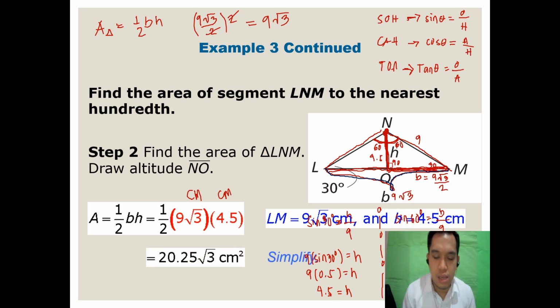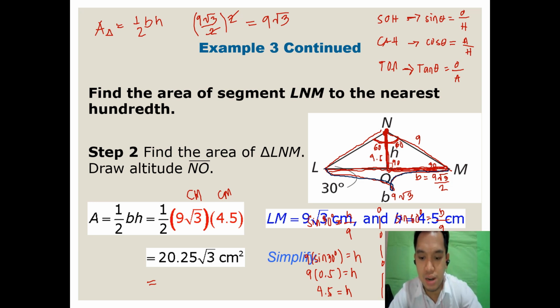Okay? Ayan. So, 20.25 square root of 3 centimeter squared. So, that is the area of the triangle. Pero, class, kung isi-simplify pa natin yan, 20.25, kasi kanina, kaya siya naging 20.25 because 9 times 4.5 is 40.5 divided by 2, so that will become 20.25. Kopyahin mo lang yung square root of 3 centimeter squared.